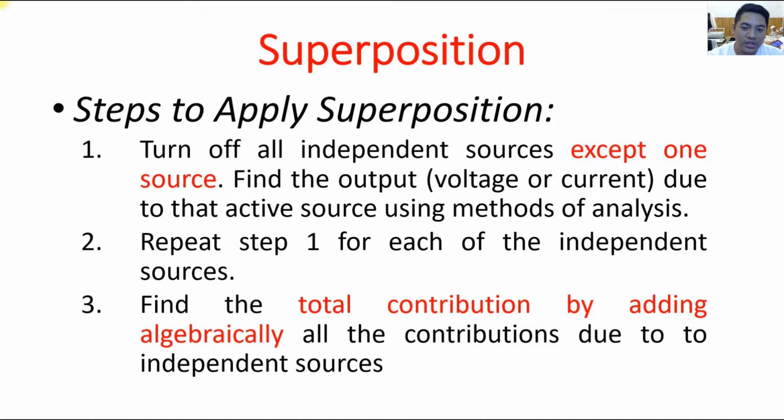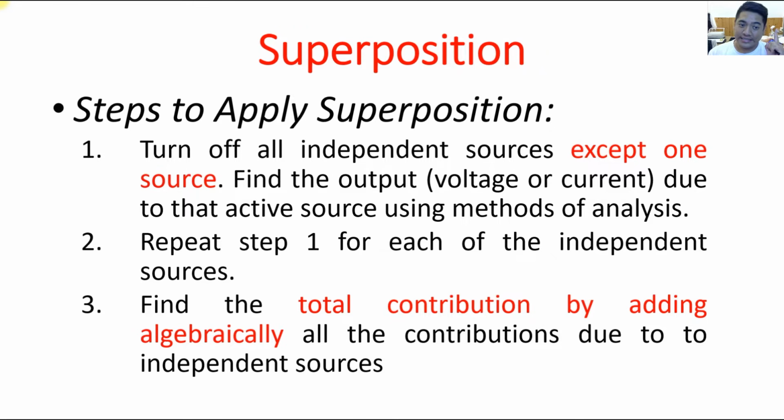So number 3, find the total contribution by adding algebraically. Simply, if we are looking for a voltage across a resistor, and we have many sources, let's say 2, we are just going to add the effect of each source independently to come to a conclusion that that is the voltage at that resistor. So in other words, V equals V sub 1 plus V sub 2.